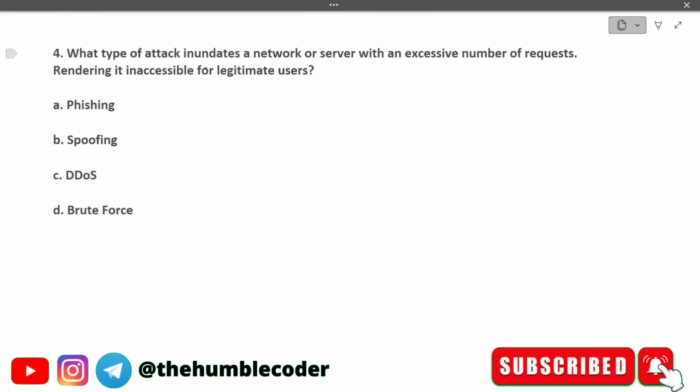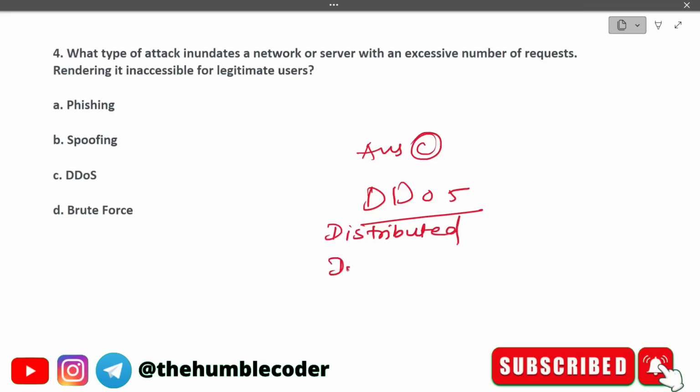Which type of attack inundates a network or server with an excessive number of requests, rendering it inaccessible for legitimate users? The options that we have are phishing, spoofing, DDoS and brute force. The correct answer in this case is going to be option number C, which is DDoS. DDoS stands for distributed denial of service. A DDoS attack floods a network or server with excessive requests, rendering it inaccessible. So the correct answer is option C.